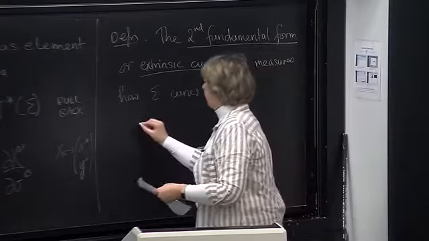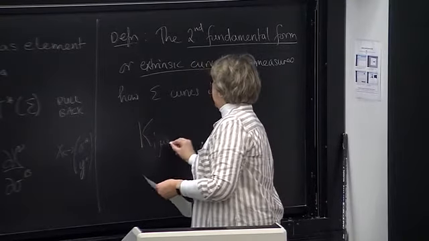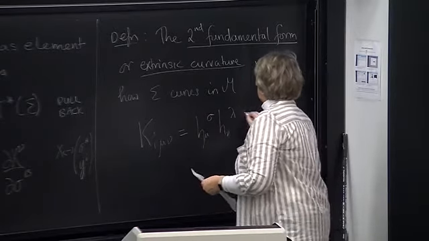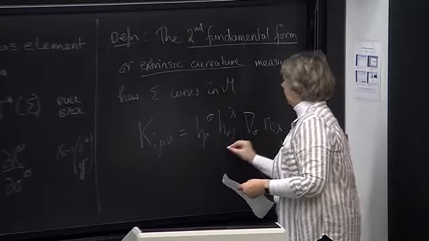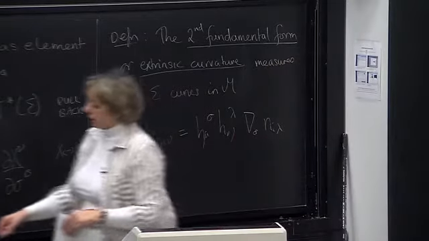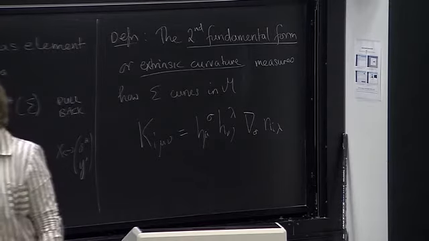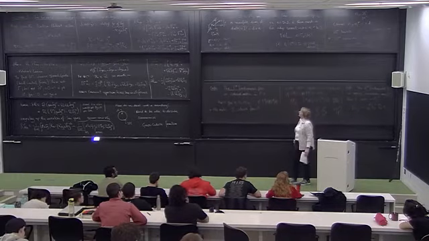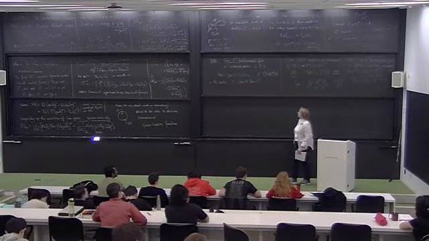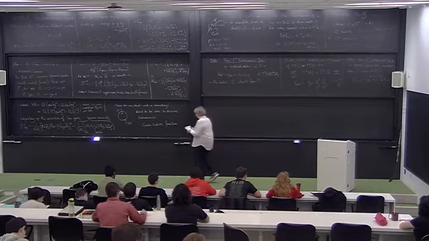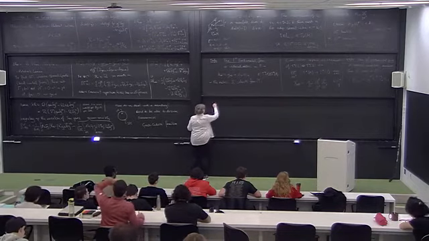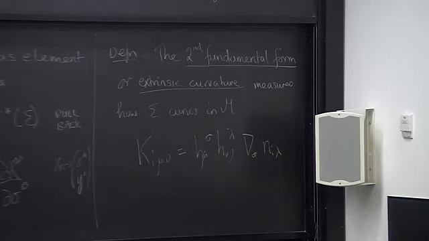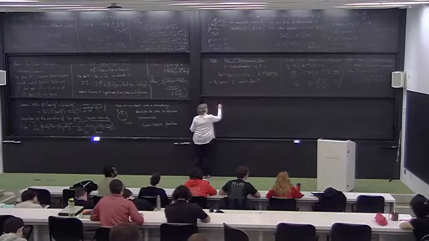So we define our extrinsic curvature, K, in general, as the symmetrized covariant derivative of the normal projected onto the sort of parallel part of the tangent space. So if I just sketch, here is a submanifold of R squared. It's a line. The normal is this.